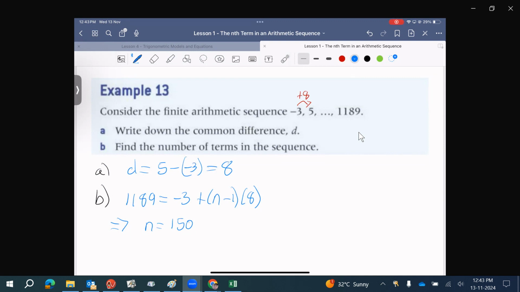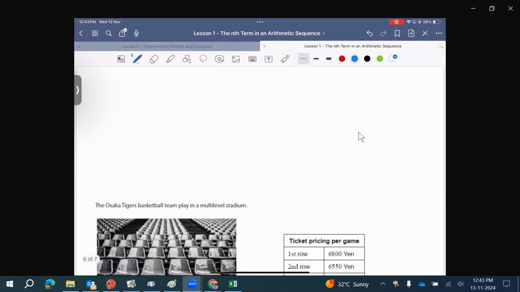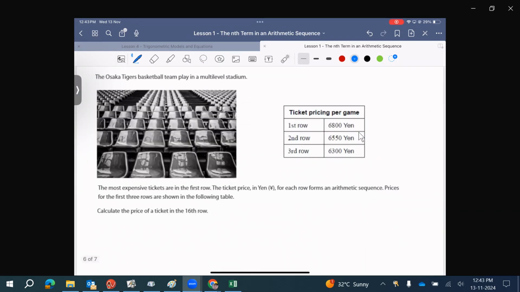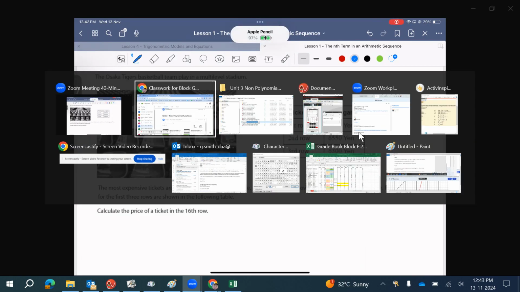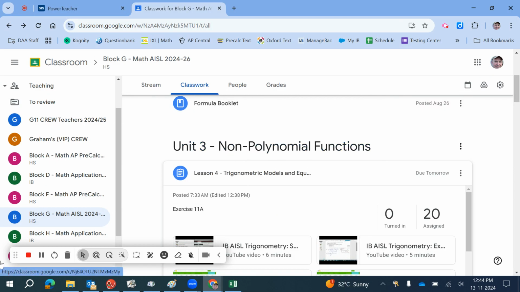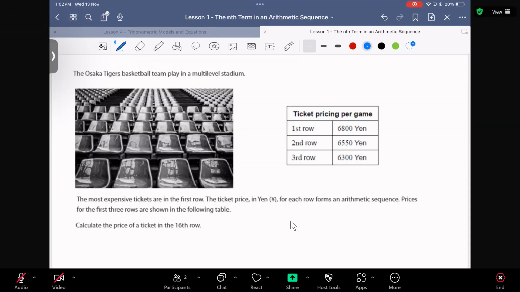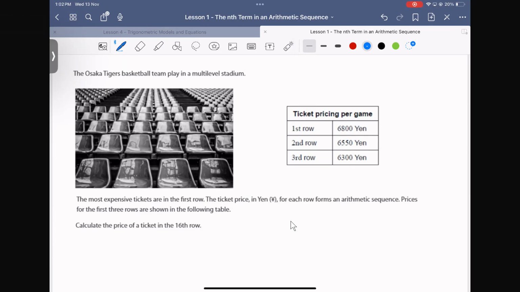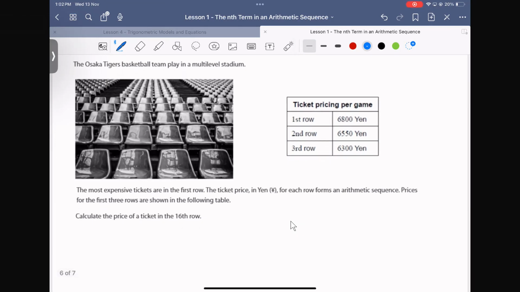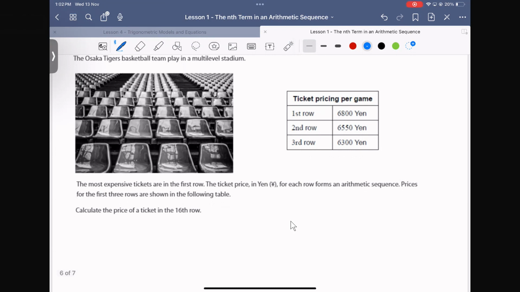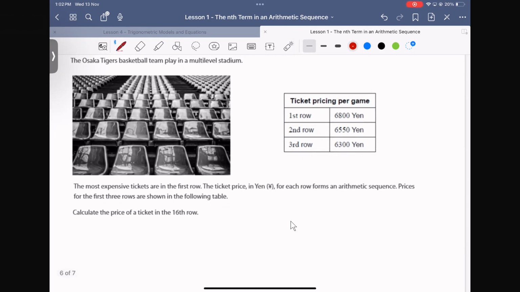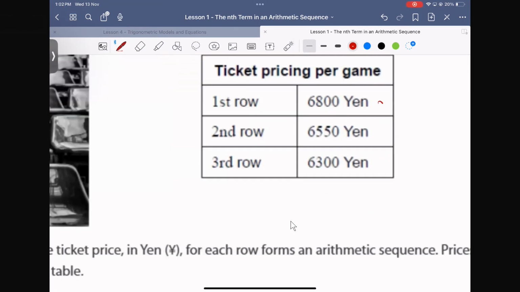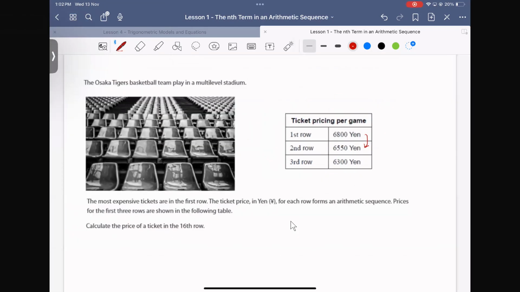Yeah. All right. Let's have a go at a contextual exam style question. Have a go at solving this one. All right. So our last problem here is we have the basketball team playing at a multi-level stadium. We have our ticket pricing. The most expensive tickets are in the first row, and the prices get cheaper after that. So we have to investigate and find the pattern within this data. What is the common difference that's happening here? Can we find one? Let's calculate it.